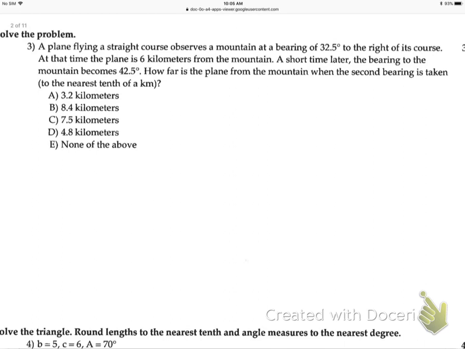So here's what I suggest. Just kind of draw it out. So I'm going to draw. Here's a plane, and it's going on a straight course. I'll just say straight up, whatever. You could do right. It doesn't matter. They just said straight, they didn't say which way, so I'll go straight up. And then it says it looks and sees a mountain 32.5 to the right. So there's some kind of mountain over here. Let's say the mountain's right about there. Some kind of mountain.